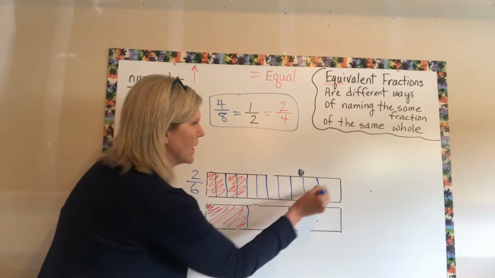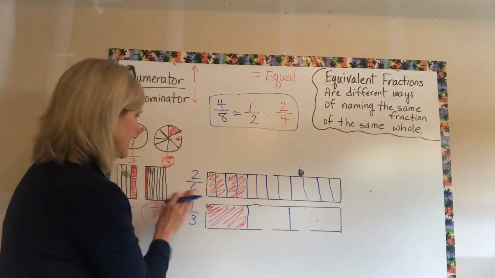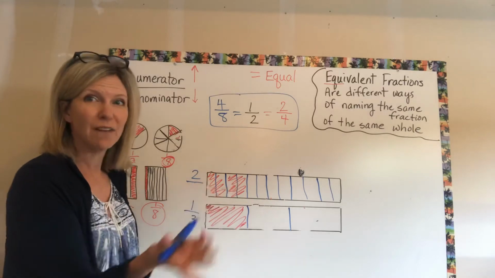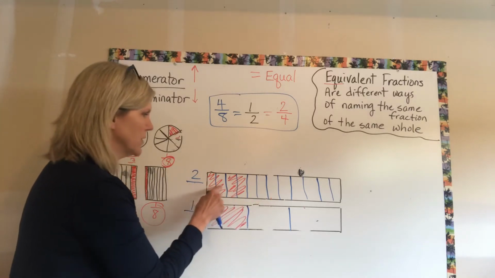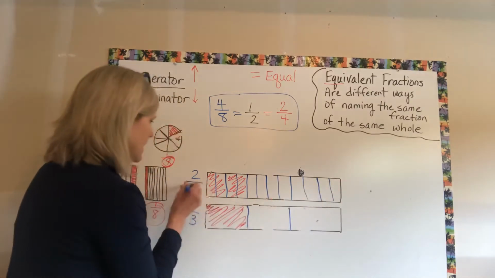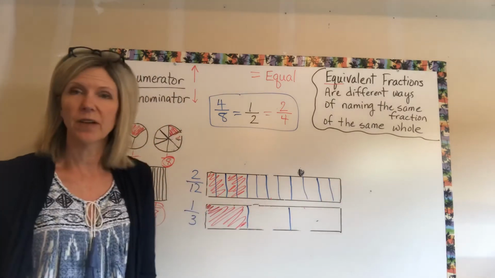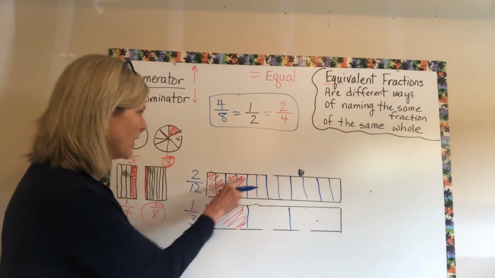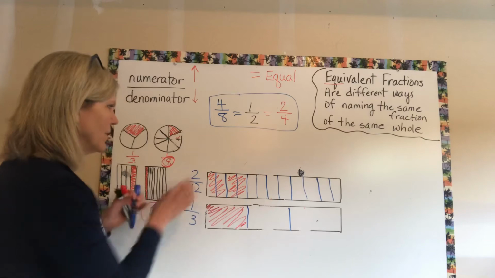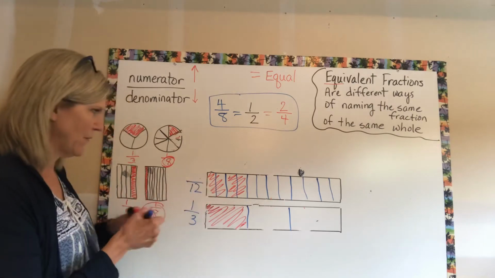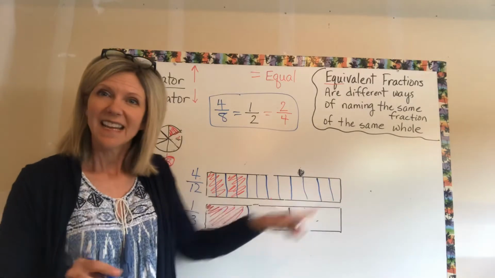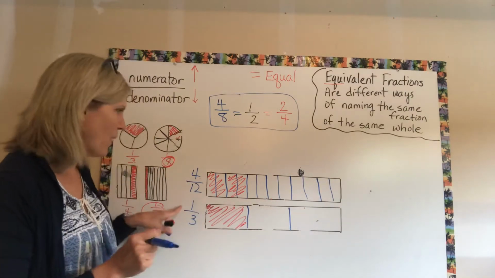Again, so now, how many pieces, Levi, do we have? We should have 12, right? Because we doubled: 1, 2, 3, 4, 5, 6, 7, 8, 9, 10, 11, 12. We have 12 pieces. Our denominator is 12 pieces. We have shaded in 4 of those now. And so 4 twelfths is the same as 1/3.